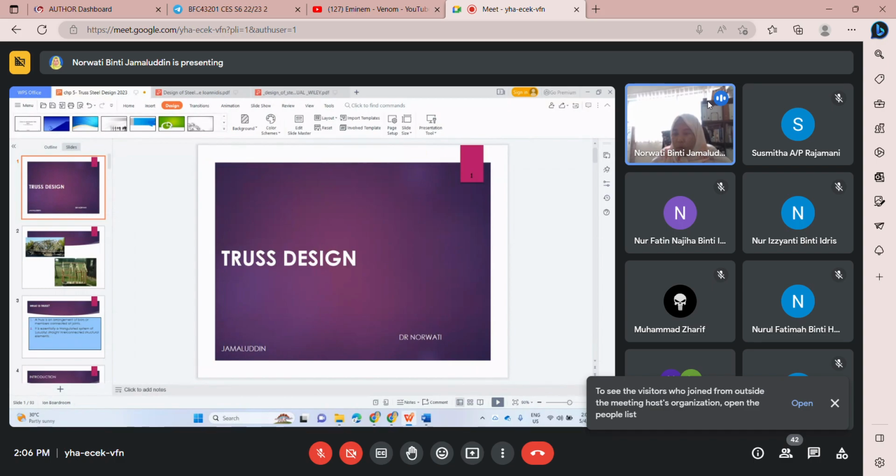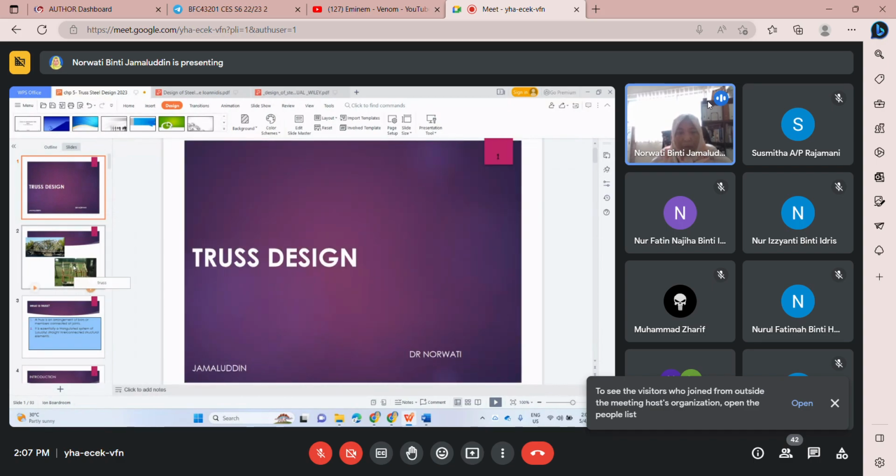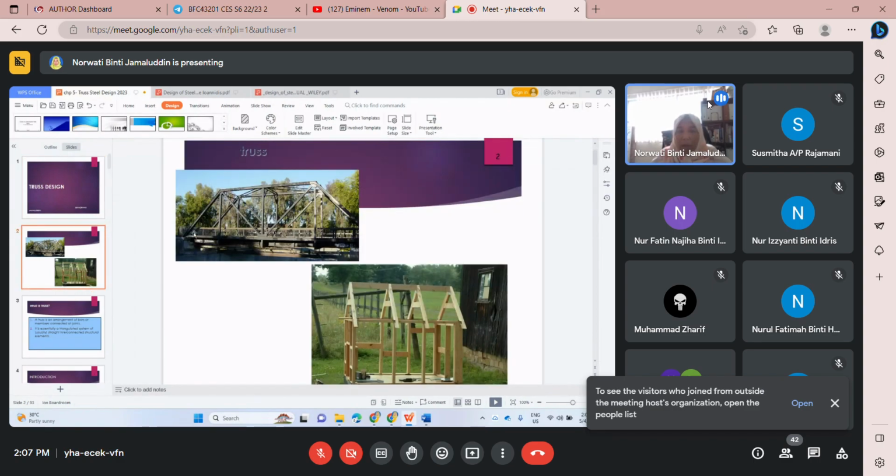Today is going to be about truss design. Okay, I bet you all have seen what a truss is. This truss system does not only apply to the building, to support the roof loading, but the system can also be used as a bridge and also as a long beam. You can use this truss system.